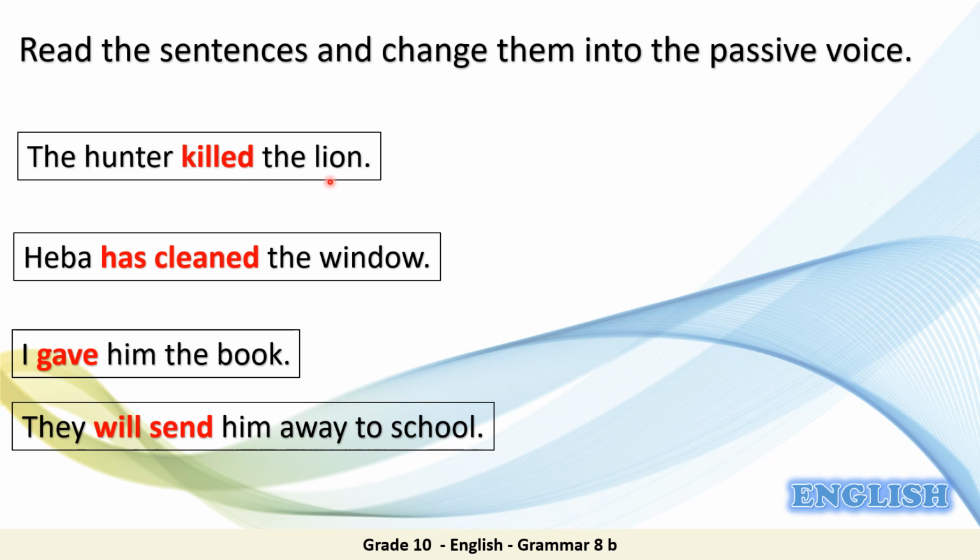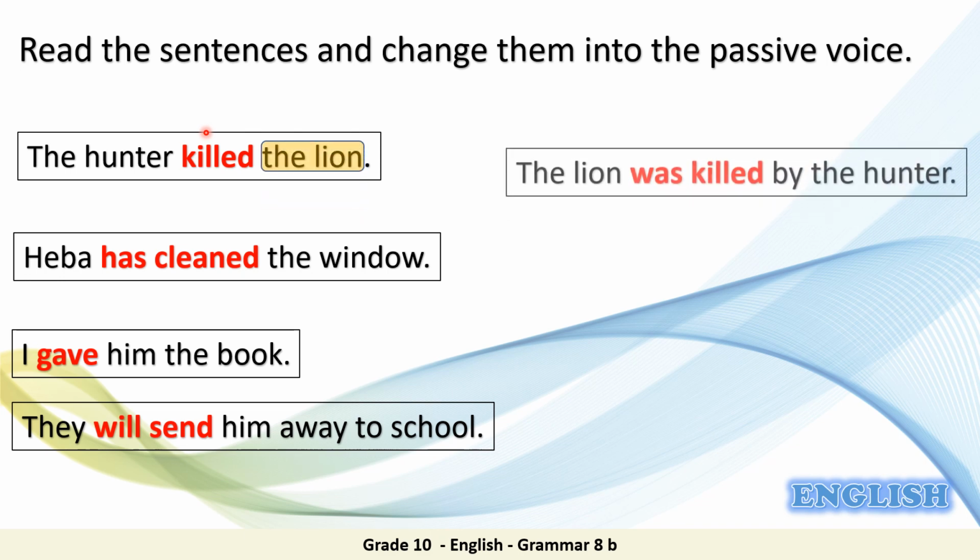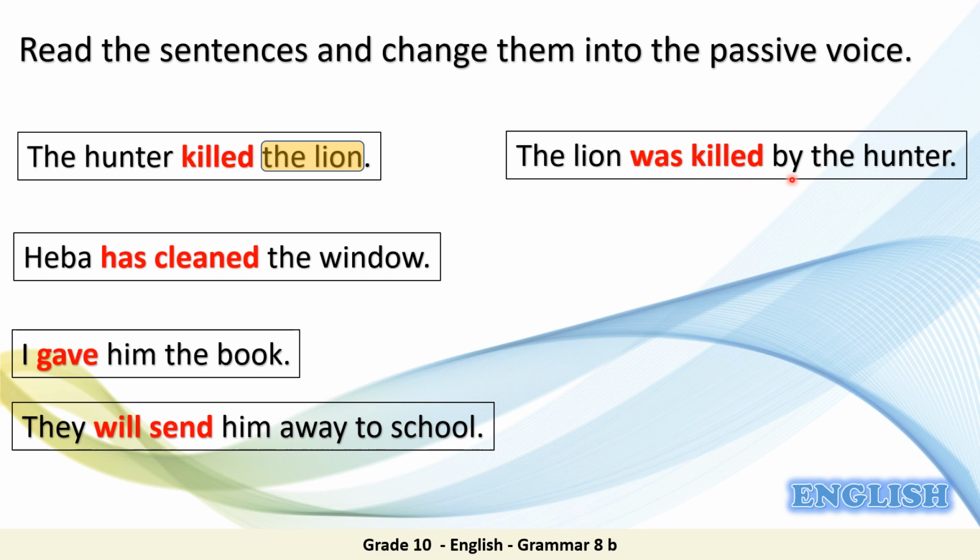Step 2 is to find what is the object. That's correct. Where is the object here? It is the lion. So we should start with the object and then change the past simple tense from active to passive. Let's find out the answer. The lion was killed by the hunter. So we started with the object and then we transferred the past simple tense from active to passive. Now please pause the video for a while. Think of the rest of the answers.